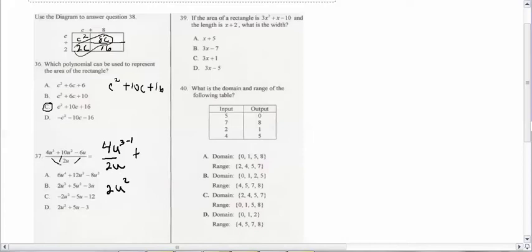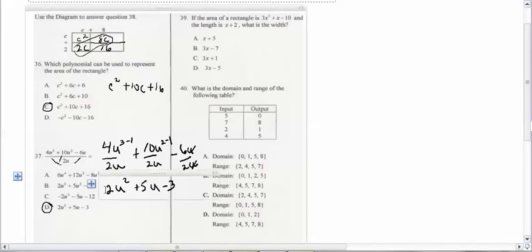And then we've got 10u to the second divided by 2u. So 2 will go into 10 5 times. Subtract, and you got just a u. And then you've got the last part of this, that's a negative 6u divided by 2u. Okay, the u's cancel. 2 will go into 6, negative 3 times. So I'm looking for 2u to the second plus 6u minus 3. And it looks like it's letter D.